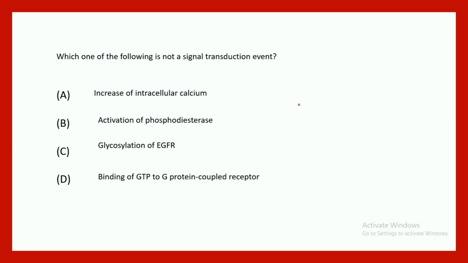Next, which of the following is not a signal transduction event? Increase of intracellular calcium, activation of phosphodiesterase, glycosylation of EGFR, binding of GTP to G protein coupled receptor. So all of these things, you know, calcium is a second messenger, so elevation of calcium level has a message for the cell, right?